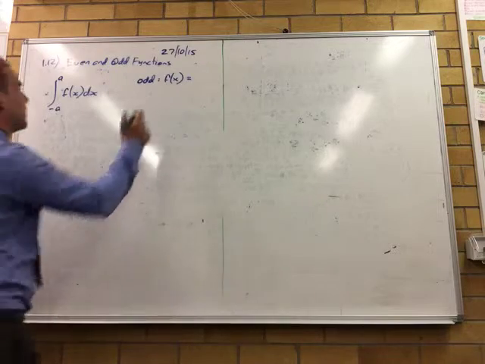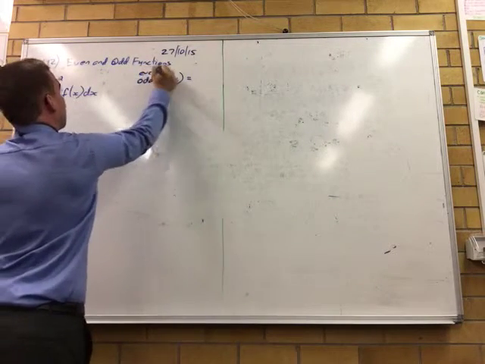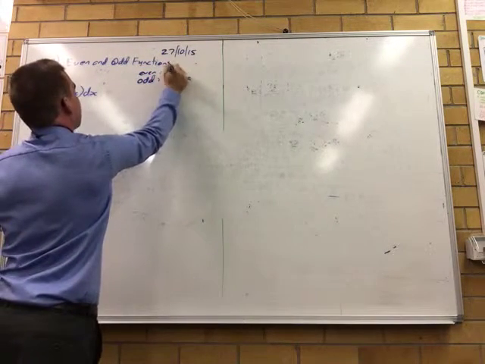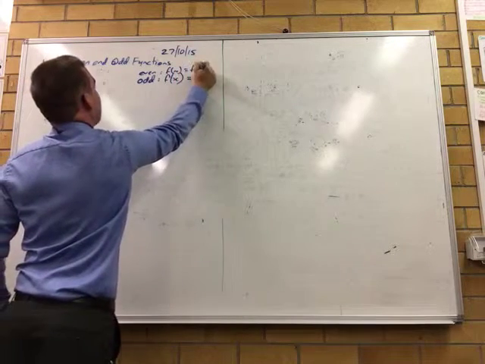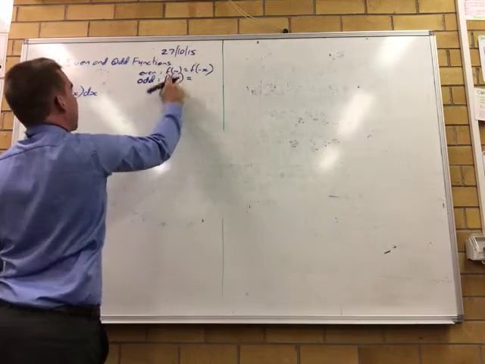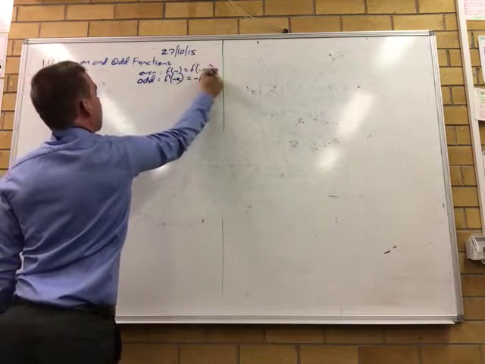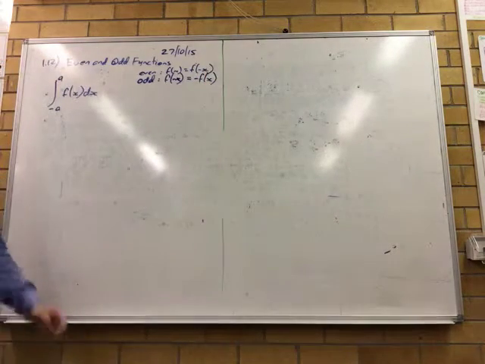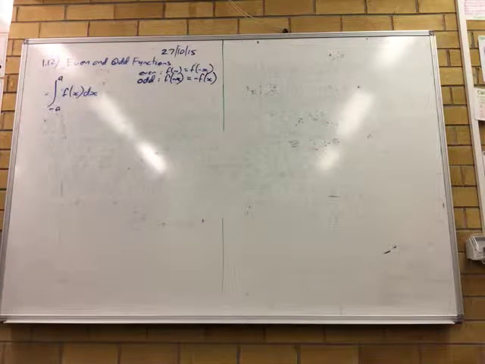Let's do even first. So f of x is even if f of x equals f of negative x. If you got that, it is even. And odd is when f of negative x is negative f of x. Alright, and we did that way back in functions and graphs.